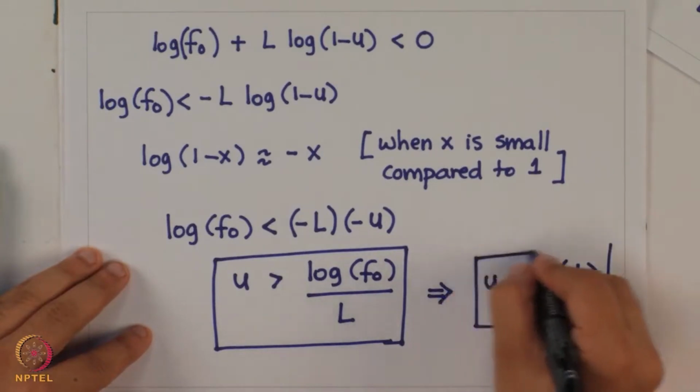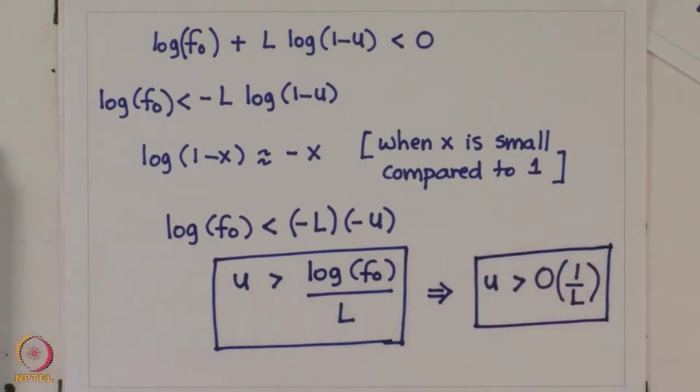This is an extremely interesting and important result that we have derived here. I am dropping the term log of f naught and just writing u as greater than the order of magnitude, because that is what we are interested in. We have already made so many assumptions and we just want to get an estimate of how this population behaves when moving on a fitness landscape, and we are not interested in precise mathematical answers.